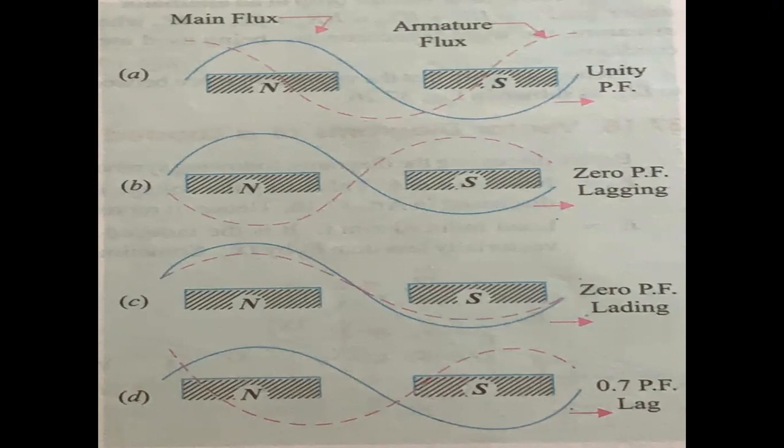And for intermediate power factor, it is neither zero lagging, nor unity, nor leading. So it is called intermediate power factor. So here the effect is partly distortional and partly demagnetizing because PF is lagging here. This is the armature reaction for a synchronous generator. Next, what is synchronous reactance?